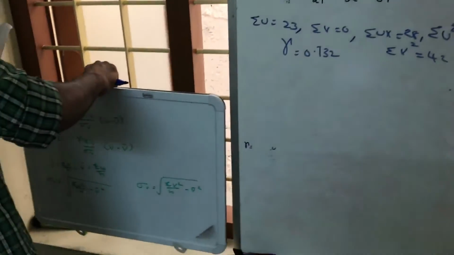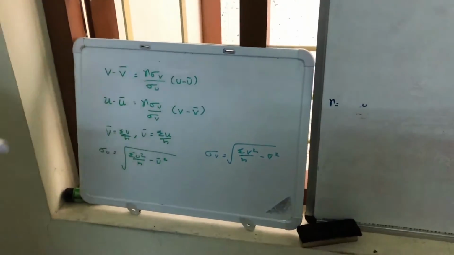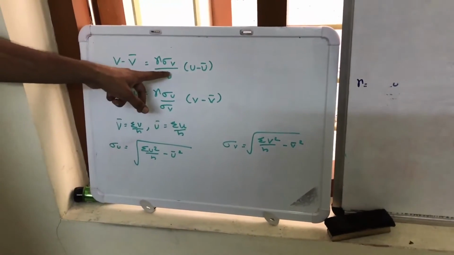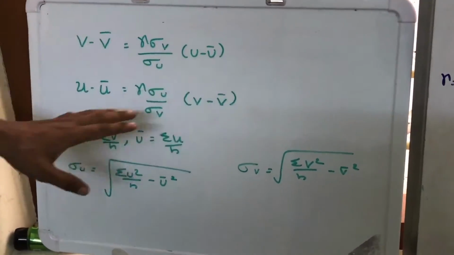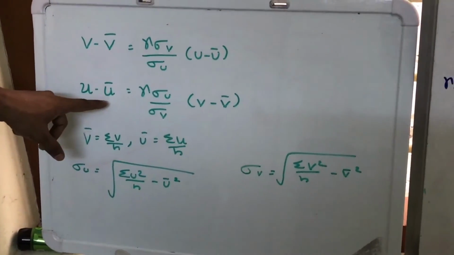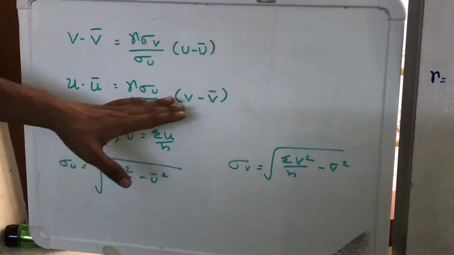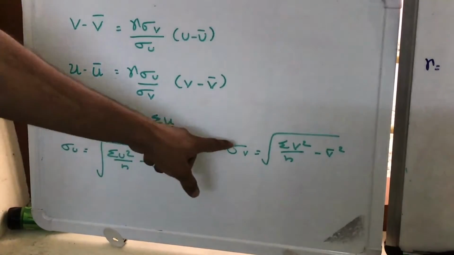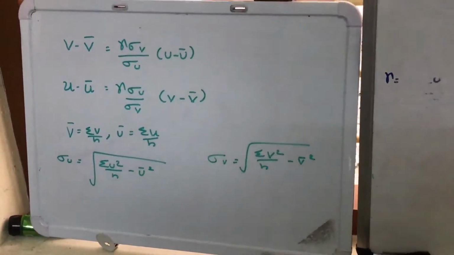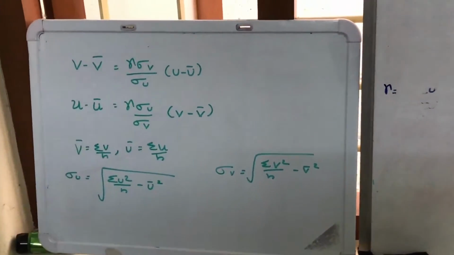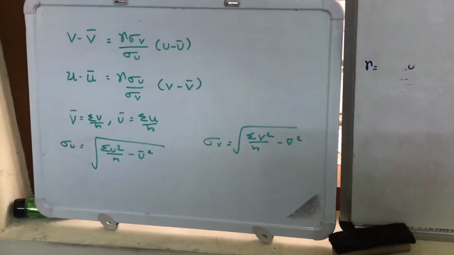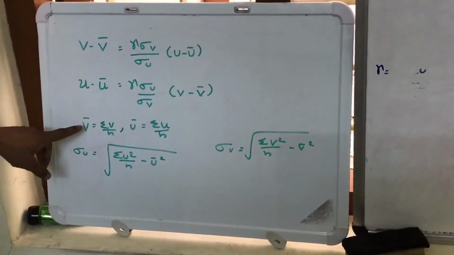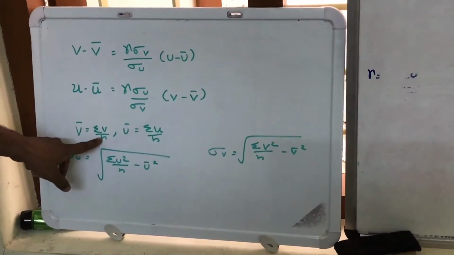For getting the regression line equation, we have the formula: v minus v bar is equal to gamma sigma v by sigma u into u minus u bar. And u minus u bar is equal to gamma sigma u by sigma v into v minus v bar, and sigma u and sigma v are explained here. Similarly, v bar and u bar are explained here. First we want v bar. V bar is equal to sigma v by n.